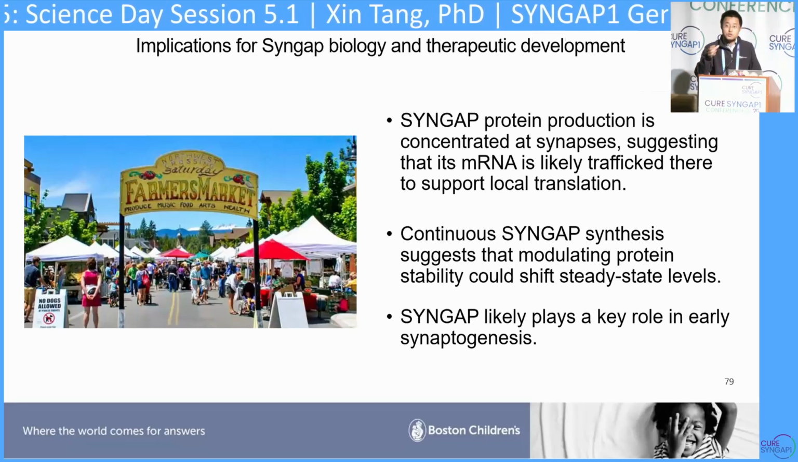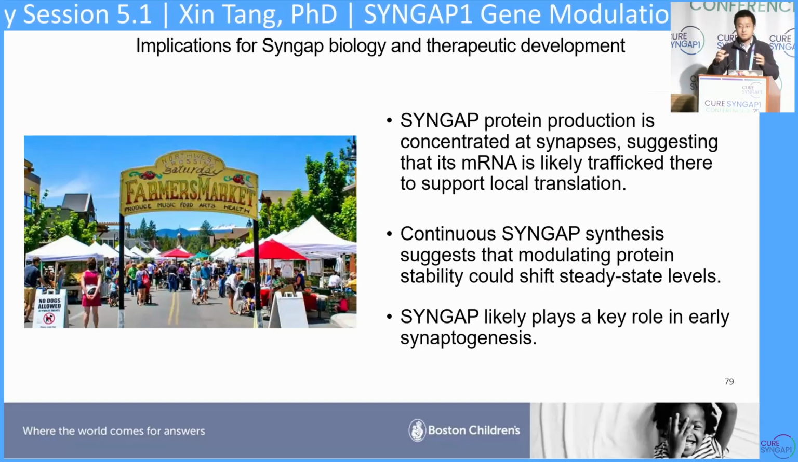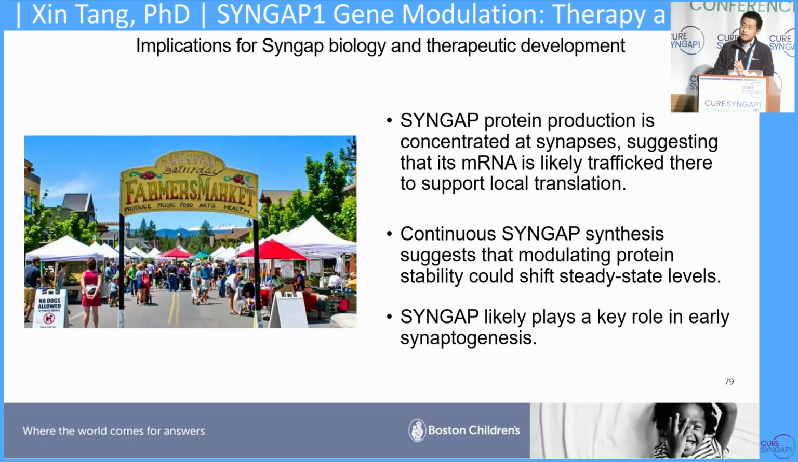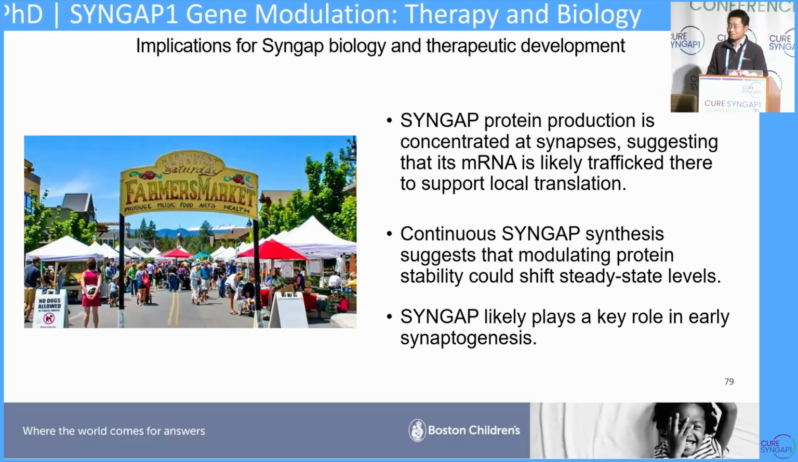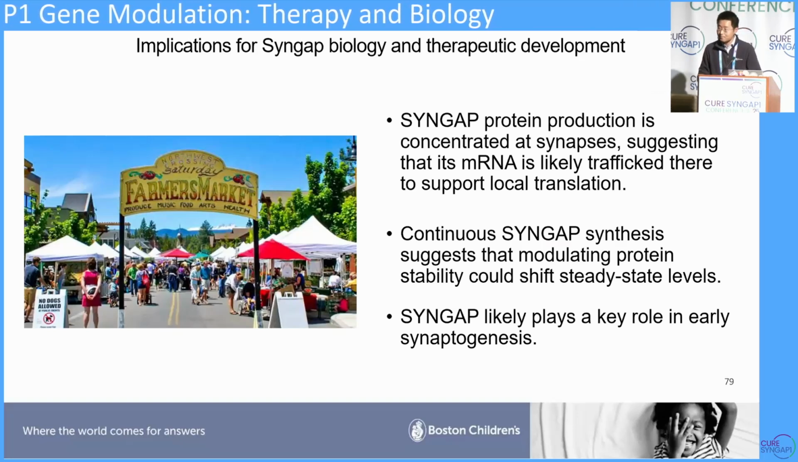So I think that is a rich field to explore. And also, because there's continuous synthesis, that also means there must be an active degradation at the synaptic site, right? So in that case, maybe we can shift the degradation pathway, right? So the proteasome pathway, use that to change the inventory, if you may, of a Syngap synapse.